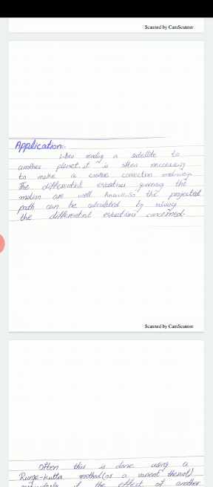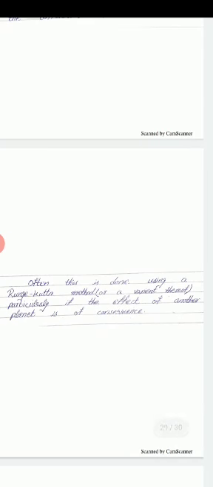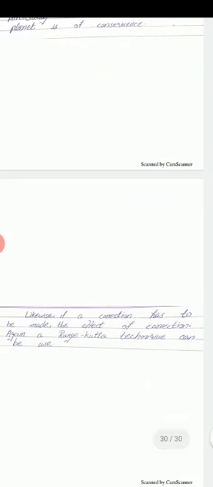And now we will discuss the application of the Runge Kutta method of order 4. When sending a satellite to another planet, it is often necessary to make a course correction midway. The differential equations governing the motion are well known, so the projected path can be calculated by solving the differential equations concerned. Often this is done using a Runge Kutta method or a variant, particularly if the effect of another planet is of consequence. Likewise, if a correction has to be made, again a Runge Kutta technique can be used.